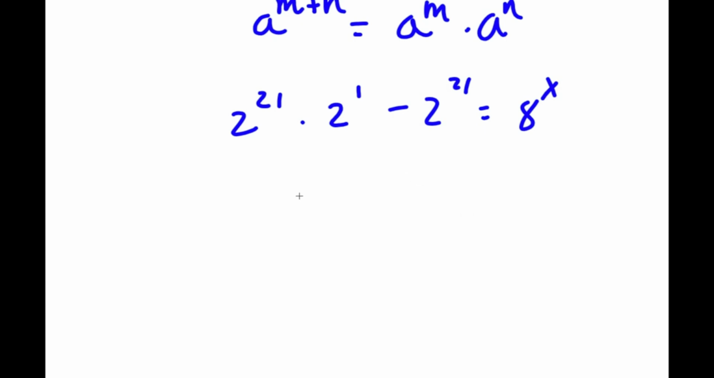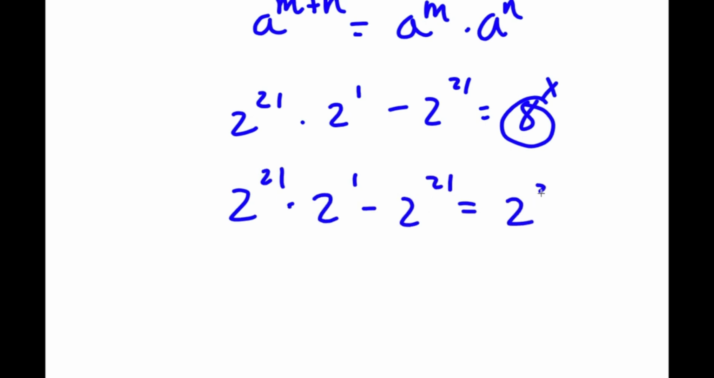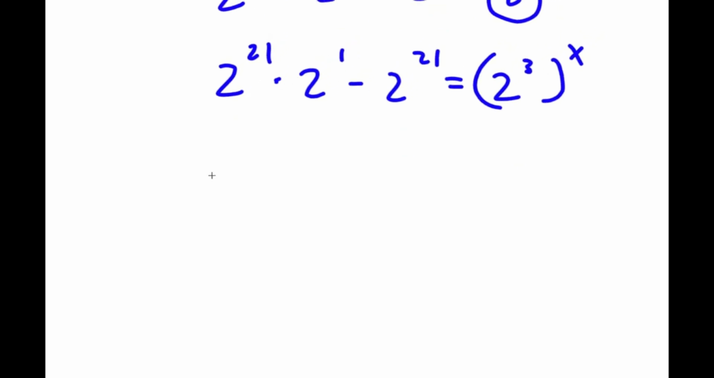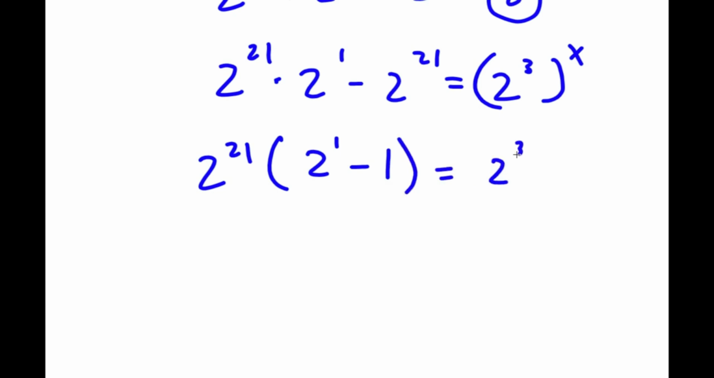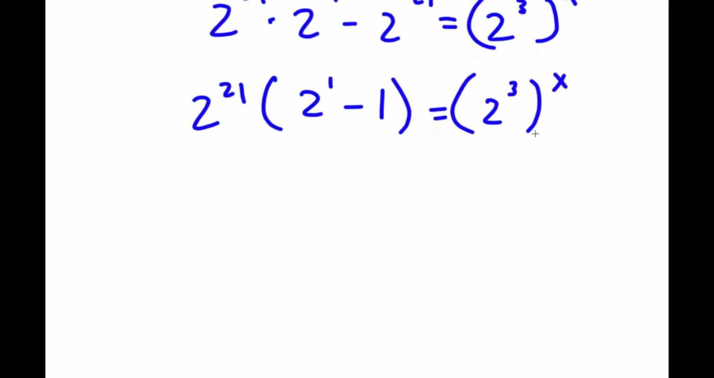And now, from here, 8 is the same thing as 2 to the power of 3. So now I have 2 to the power of 21 times 2 to the power of 1 minus 2 to the power of 21 is equal to 2 to the power of 3 to the power of x. Now, for my left-hand side, if I factor out 2 to the power of 21, I get 2 to the power of 21 times 2 to the power of 1 minus 1. This is still equal to 2 to the power of 3 to the power of x.